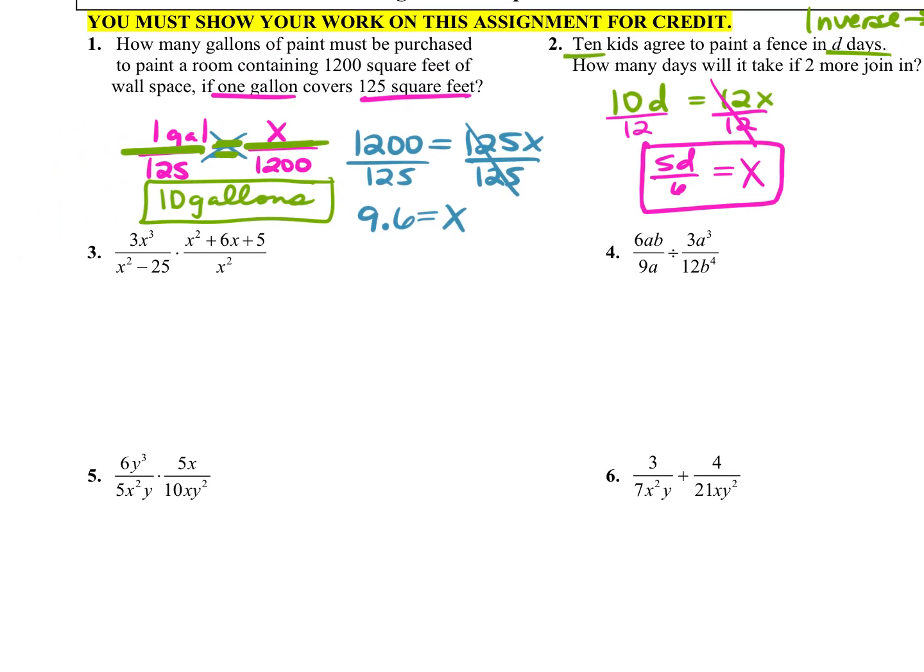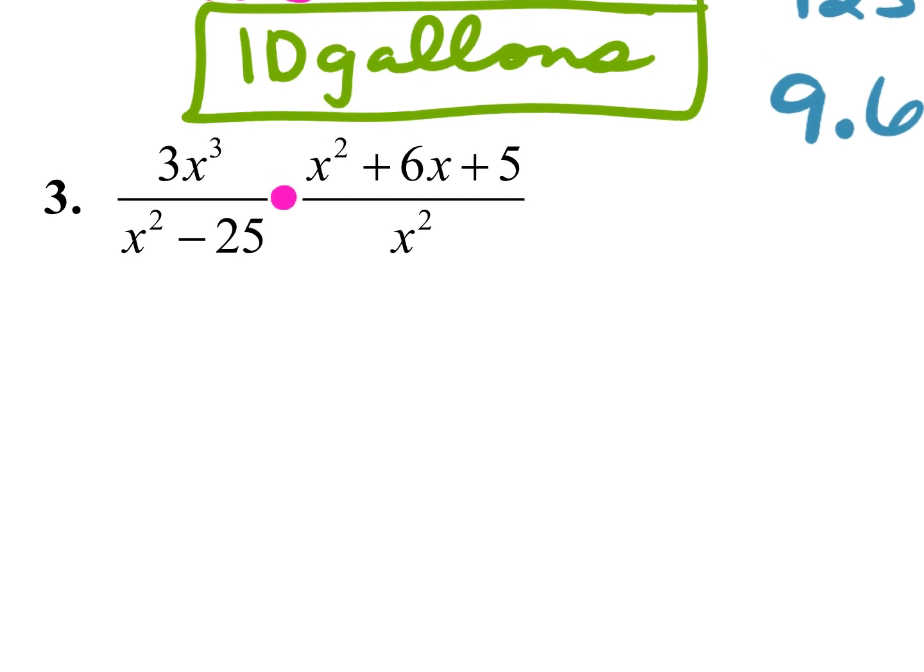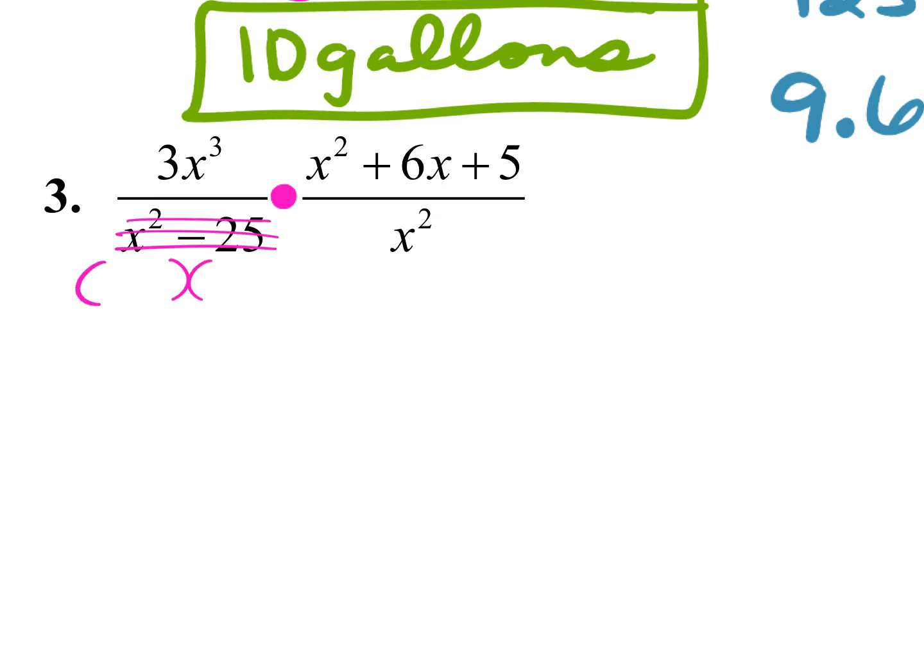Okay, these next 3, notice what's happening. This is multiplication. This one's multiplication. This one's division. What do we have to do? Let's look at number 3. Factor first. So x squared minus 25 factors to what? X plus 5, x minus 5. So x plus 5, x minus 5 there.